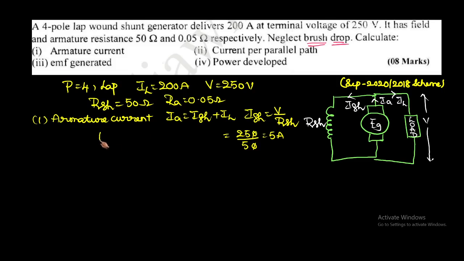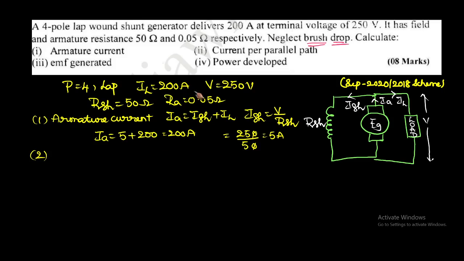Now calculate the armature current. IA is equal to ISH, which is given as 5 amperes, plus IL, which is given as 200. So finally the armature current is 200 amperes. So that is the first problem.